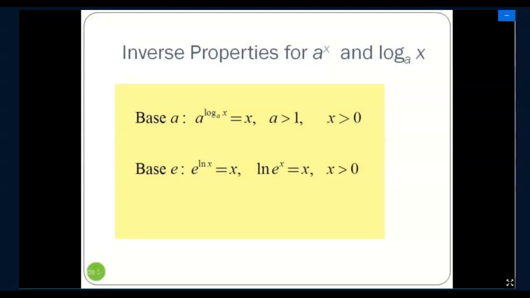Another way to write the inverse is a to the log of a to the x, because a to the log a cancel and you get x, just like e to the ln of x is x. E to the ln of x is x, and ln of e to the x is x.